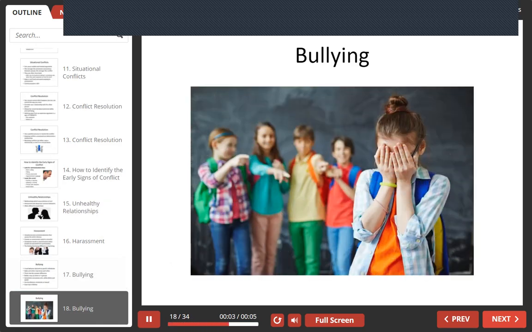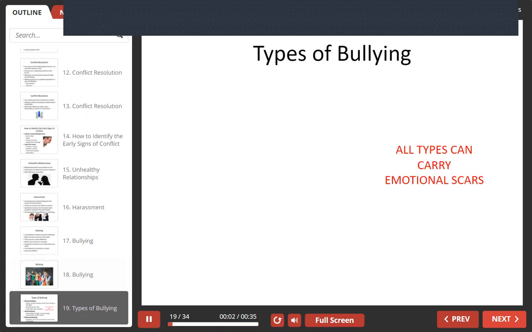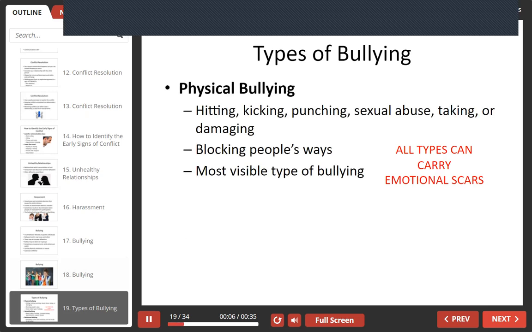Here's a picture of a girl getting bullied. All types of bullying can carry emotional scars. The first type is physical bullying, which can include hitting, kicking, punching, sexual abuse, taking, or damaging. This can also include blocking people's ways, which is the most visible type of bullying.